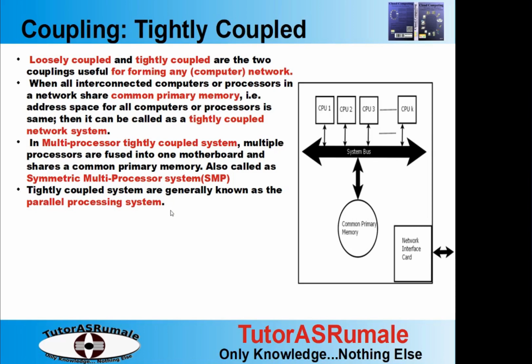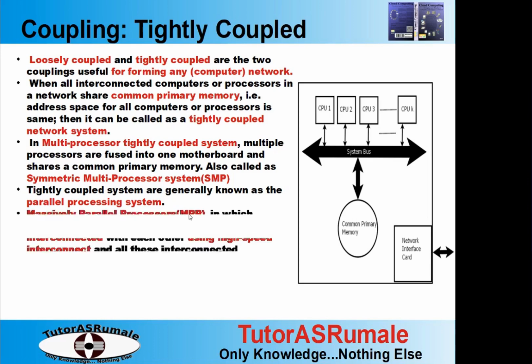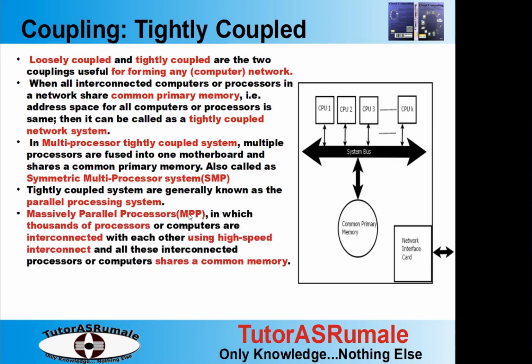The best example of this parallel processing system using parallel CPUs is the CUDA or NVIDIA graphics processor. Then we have massively parallel processors, again CUDA as an example, in which thousands of processors or computers are interconnected with each other using a very high speed network and switch interconnect, or it can be on chip like an NVIDIA graphics processor, and it shares the common memory. So these are what tightly coupled systems are.